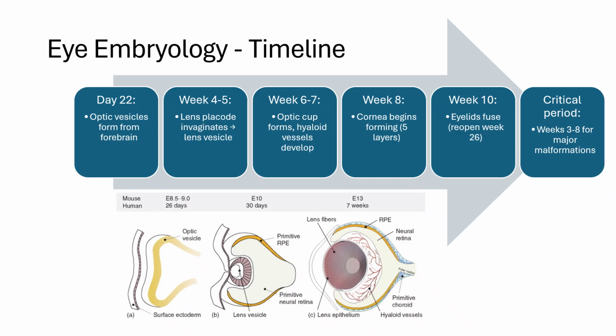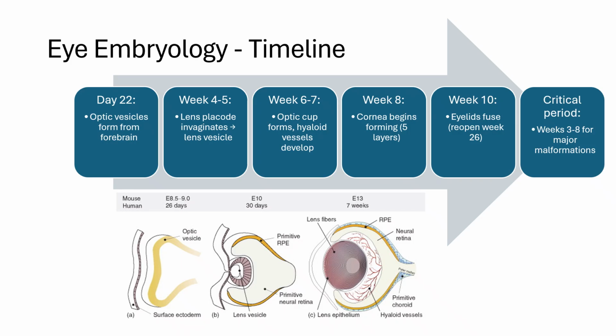Weeks 6 to 7 mark critical developments. The optic cup forms through invagination of the optic vesicle, creating the structure that becomes the retina. Simultaneously, hyaloid vessels penetrate to nourish the developing lens and vitreous. These vessels should completely regress by birth. When they don't, we see persistent fetal vasculature.